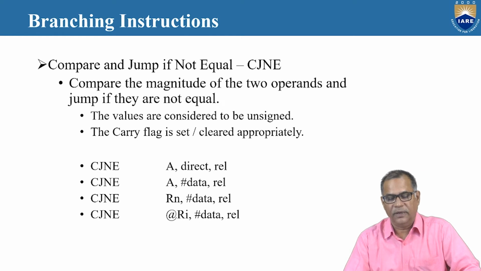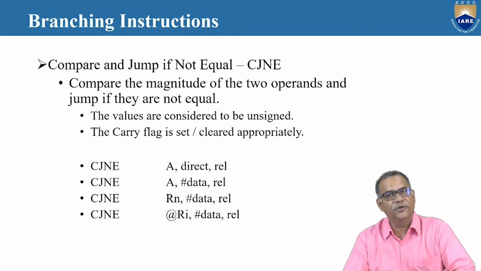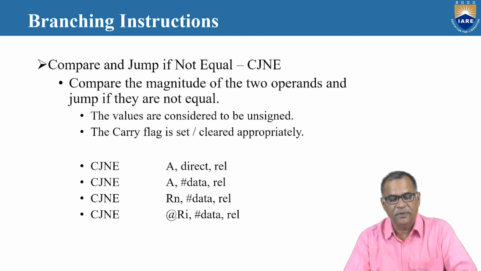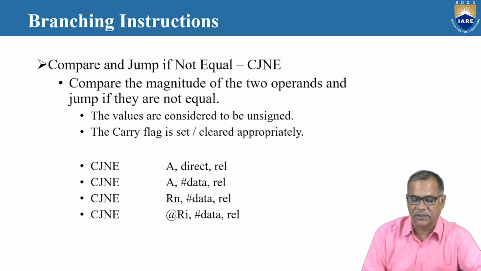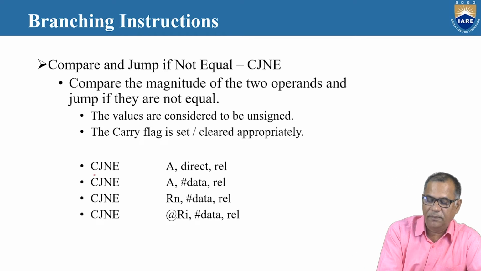Compare and jump. Okay, so that is CJNE. Compare the magnitude of the two operands and jump if they are not equal. That is the meaning of this instruction: CJNE, compare, jump, not equal. If they are not equal, then only you do the jump.